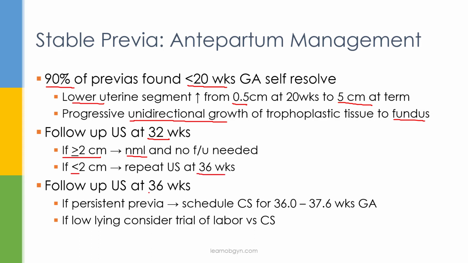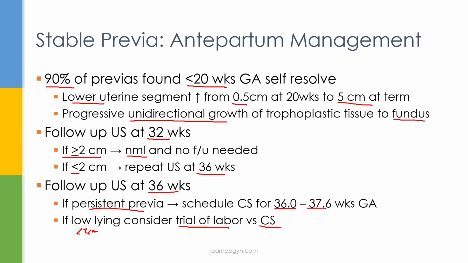If your ultrasound at 36 weeks shows a persistent previa, then you should have a scheduled C-section between 36 0/7 and 37 6/7. The reason we schedule them so early is because you don't want them to go into spontaneous labor, because this could lead to bleeding, causing maternal stress and fetal stress. If there's no previa, but it's still low-lying, so less than 2 centimeters, you can consider trying to do a vaginal delivery, or you could proceed with C-section. This is one of those things where you discuss the risks and benefits with the patient to help them choose the best delivery mode for them.